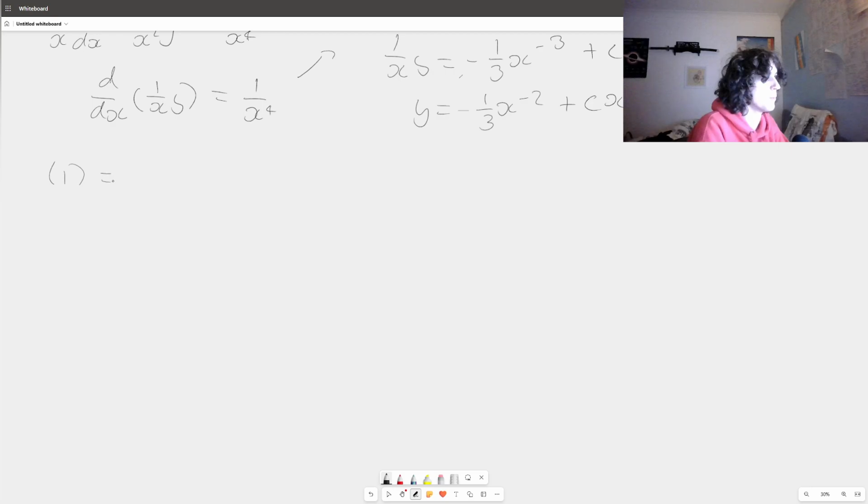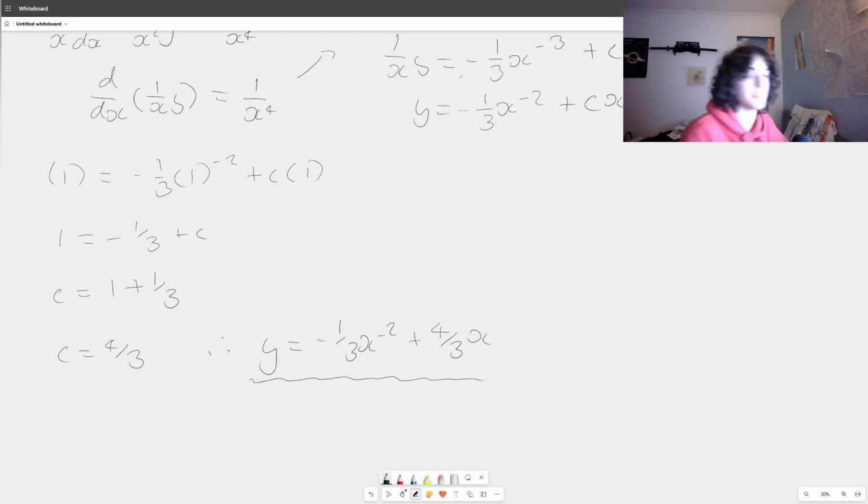So our y value of 1 is equal to minus a third of 1 to the minus 2 plus c times 1. Now 1 to any power is just going to be 1, so 1 is equal to minus a third plus c. c is equal to 1 plus a third. 1 plus a third is going to be 4 thirds. c is equal to 4 thirds. Therefore, we can confidently say y is equal to minus a third x to the minus 2 plus 4 thirds x. And that is our particular solution for y being 1 when x is equal to 1.